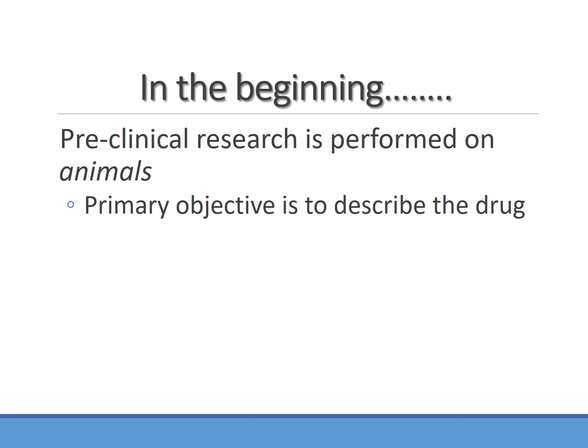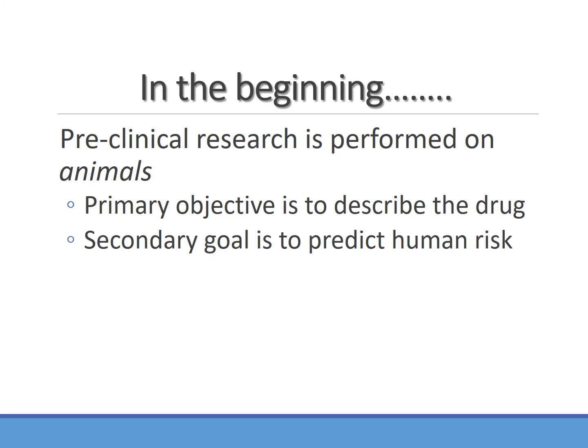And before this starts to bother you, because some people do get a little concerned about preclinical research, regardless of how you feel about this from an ethical perspective, it is required by federal law that preclinical research be done. So currently, in our regulatory system, there is no way around this. It is a requirement in order to develop drugs for humans. So the primary objective is to describe the drug, but the secondary goal is to predict human risk.